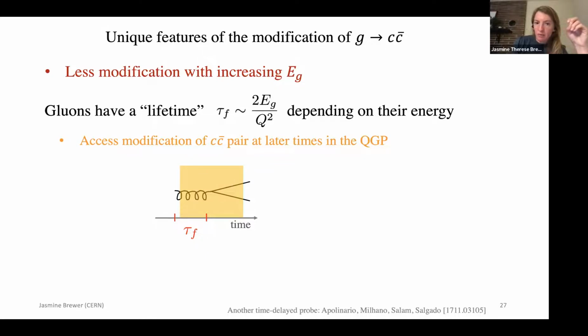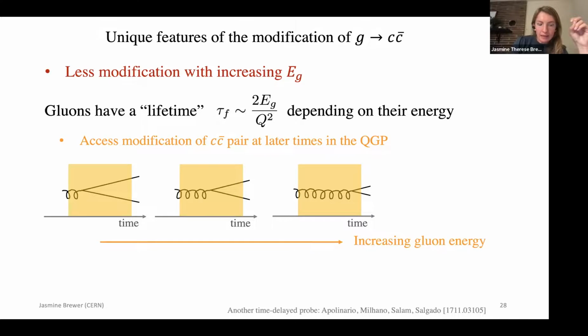And what I think is quite cool about this gluon splitting process is that by changing the gluon energy and the virtuality, we have access to the lifetime of the gluon on scales which are relevant to the quark gluon plasma. If you have a very short gluon lifetime, then this charm quark pair will spend most of the lifetime of the medium. The system will be two charm quarks, and so the modification is characteristic of the modification of charm quarks.